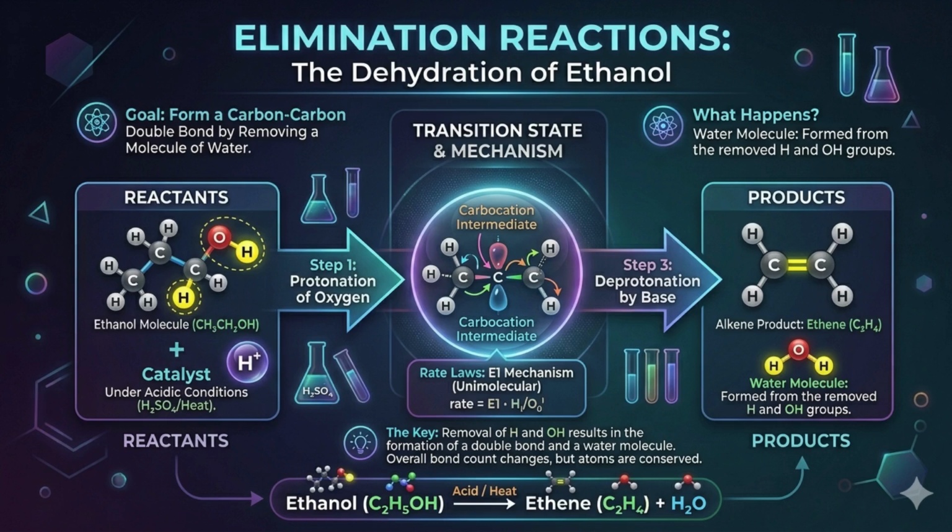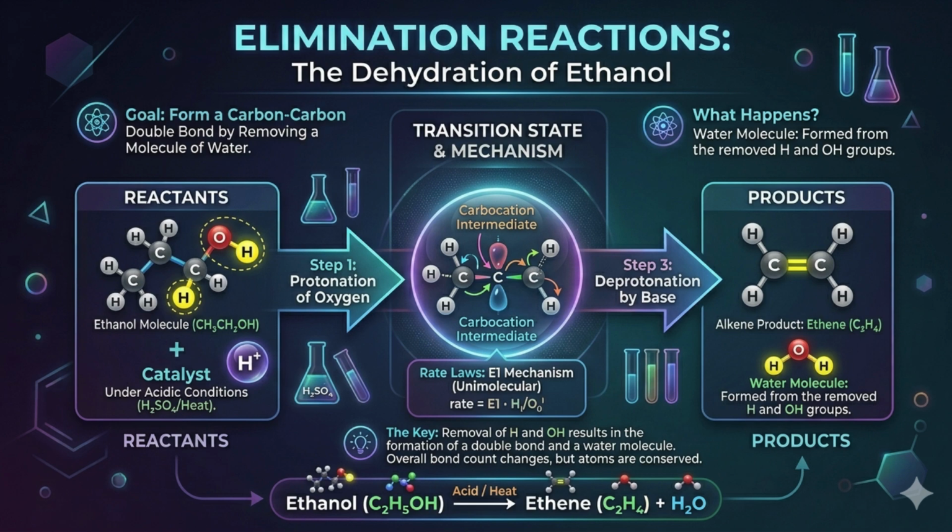We begin with an ethanol molecule, CH3CH2OH. Notice the hydroxyl group? To get the reaction moving, we need a catalyst, typically sulfuric acid, H2SO4, and heat. In step 1, the acid provides a proton, H+, which attaches to the oxygen. This is called protonation. It turns that poor leaving group, OH, into a great leaving group, H2O.